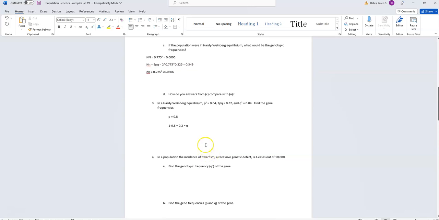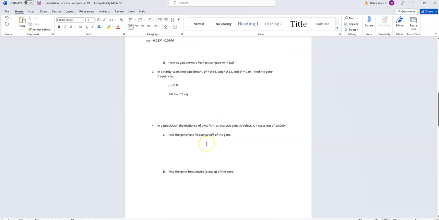For number 4, in a population, the incidence of dwarfism is about 4 cases out of 10,000. So I give you 4 cases out of 10,000. That's my q squared. So q squared is 4 out of 10,000. That is the genotypic frequency q squared of the gene, so that is the answer, 4 out of 10,000.